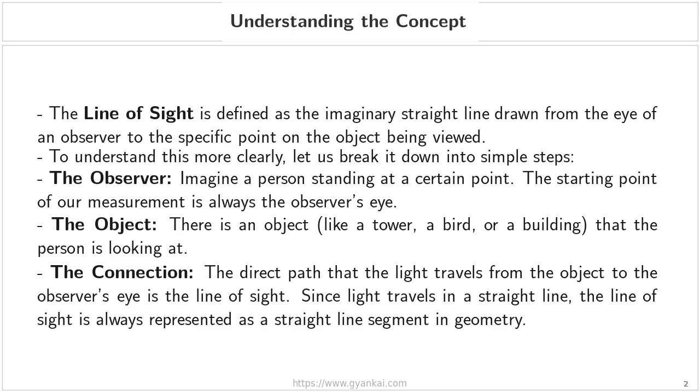And finally, we have the connection. Think about the path that light takes as it travels from that object back to your eye. Because light travels in a perfectly straight path, we represent this connection in our geometric diagrams as a straight line segment. As we will see in the next slide, this connection is the key to setting up our mathematical coordinates.